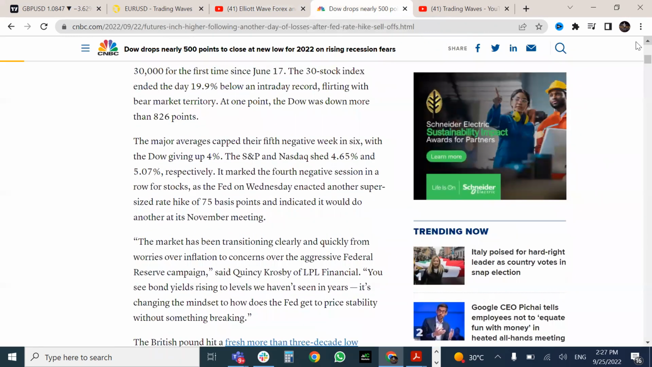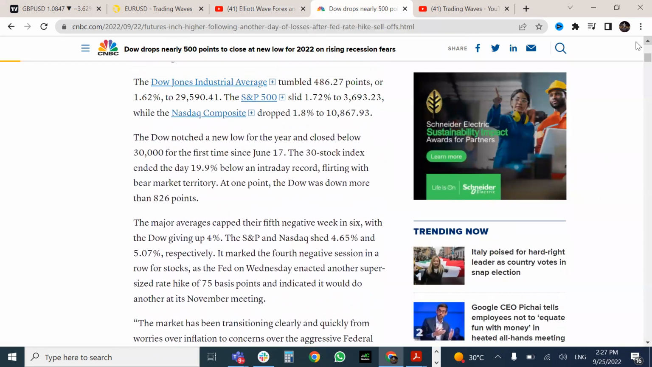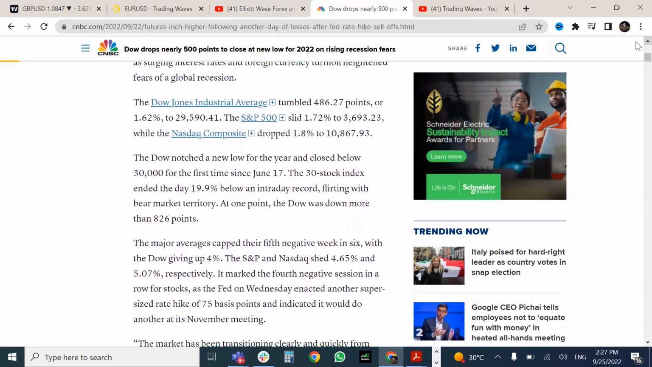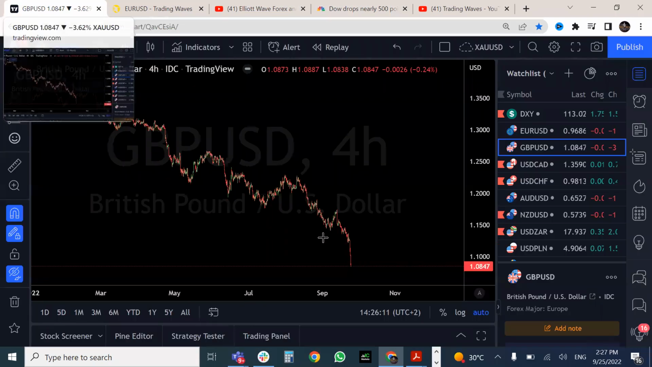This is fundamental news. This is what people are attributing as the reason why the market dropped on Friday specifically, but we know that these pairs have been dropping for some time now. So let's have a look at these analyses now.